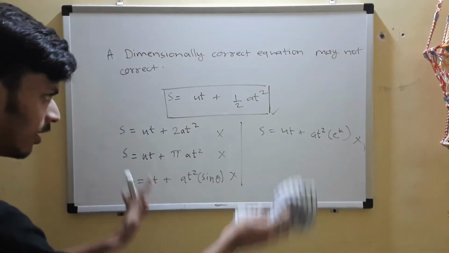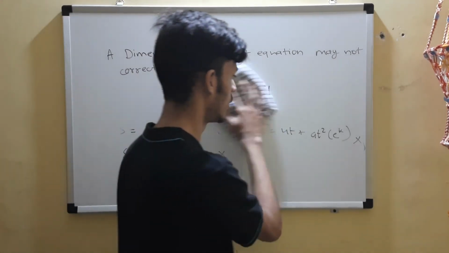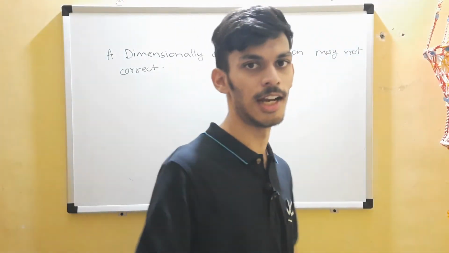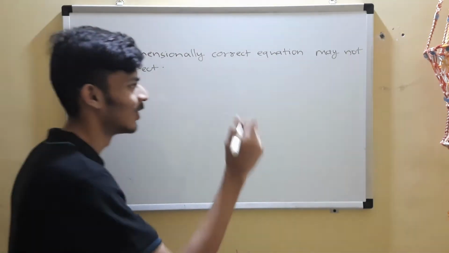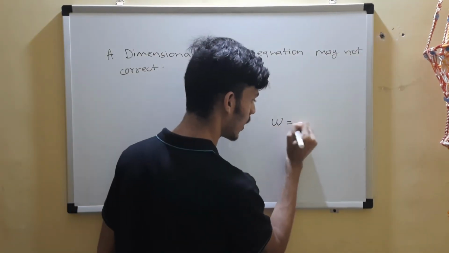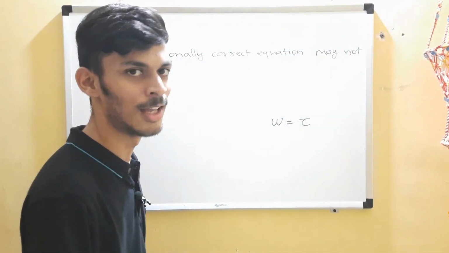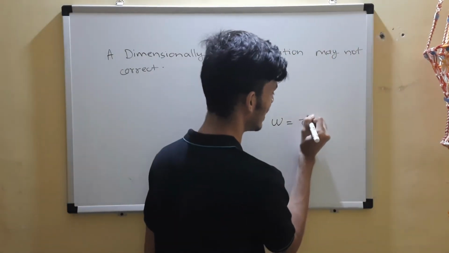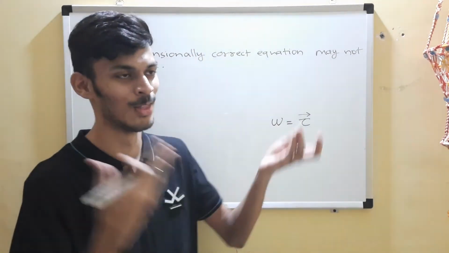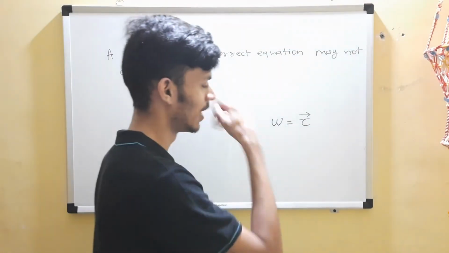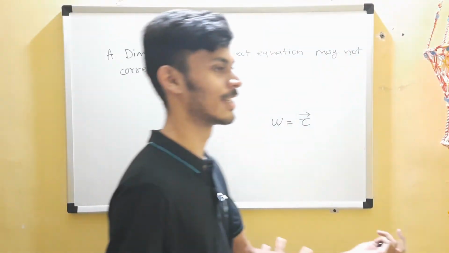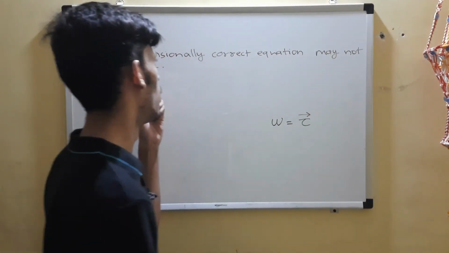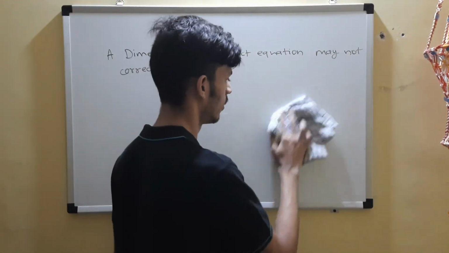So I hope you got this idea, all of these fairies and dreams and all the things. Okay, so the first sentence: a dimensionally correct equation may not be correct, right? You can also think of one crazy example, which is you wake up and say work is equal to torque. And you say it's correct dimensionally, right? If you check, it's correct dimensionally, but if you go to see, this is a vector and this is a scalar, and how can you equate such a big blunder in physics? So how can you equate a vector and a scalar? Actually this is dimensionally correct. So this is also a very good example of saying that all dimensionally correct equations may not be correct.